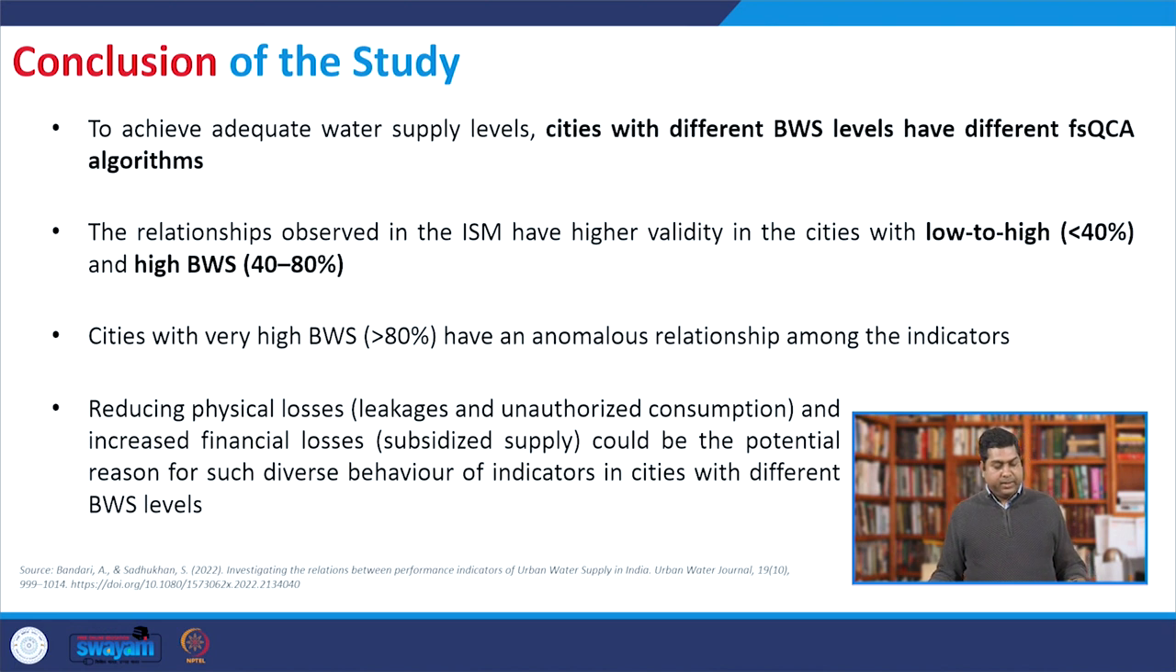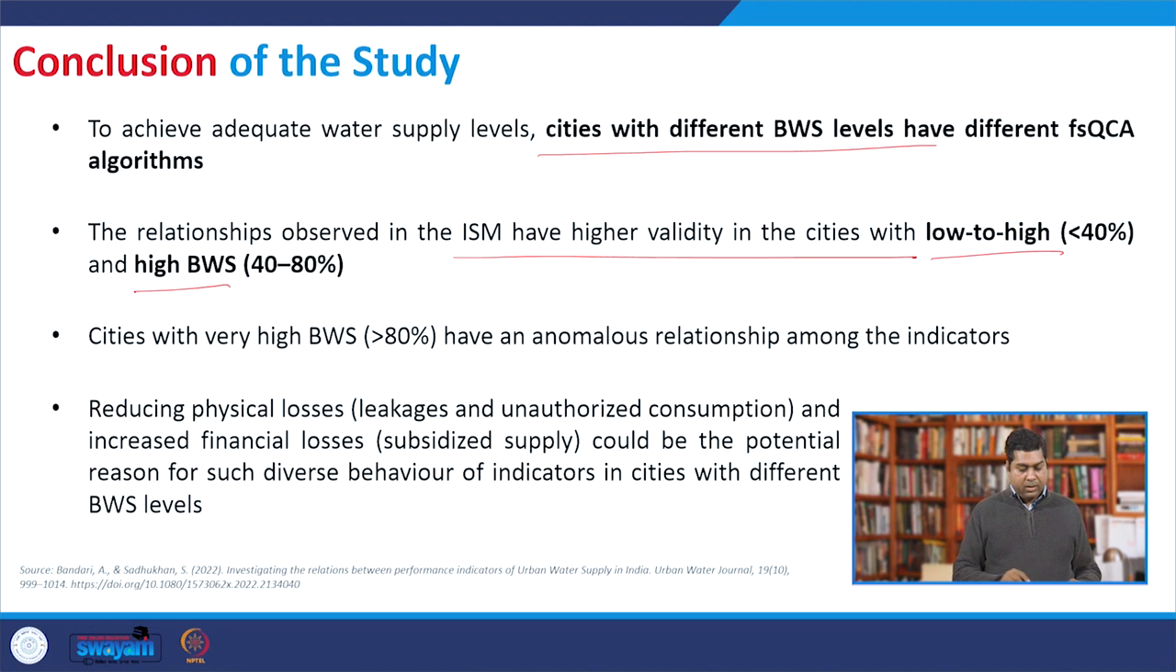Coming to the conclusion of this study, to achieve adequate water supply levels, cities with different BWS levels have different FSQCA algorithms. It is not the same that everywhere you need the same treatment. The relationship observed in the ISM has higher validity in the cities with low to high, 40%, and high BWS. There are certain results for very high, but it is much more valid for the cities with low to high and high BWS. The cities with very high, or more than 80%, have anomalous relationships among the indicators.